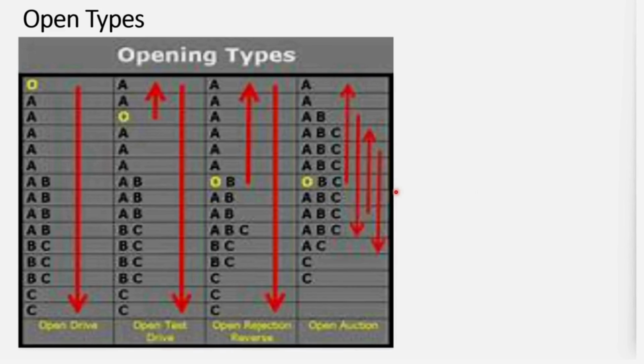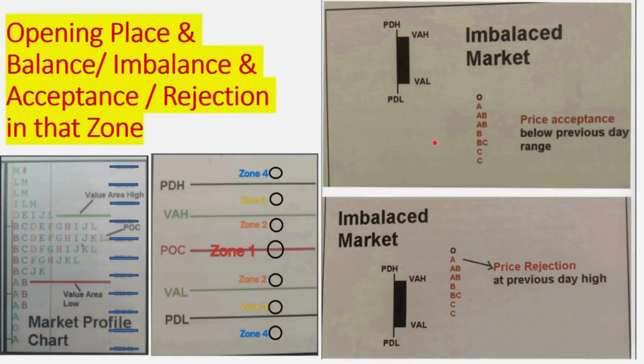Once we understand the day structure and the open type, the next step is to evaluate where the market opens, specifically whether the price is in balance or imbalance. By balance, we mean that the price opens near yesterday's point of control, within the previous day's value area, or within the previous day's range.